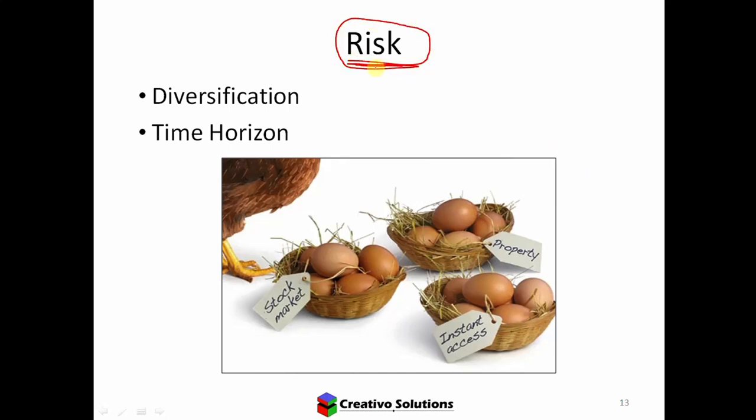When looking at investment management, there are different ways to mitigate or reduce the impact of risk on your portfolio. So if we're looking at investing in different asset classes, we spoke about asset allocation. There's a concept called diversification, and that concept speaks to this picture. Don't put all your eggs in one basket.